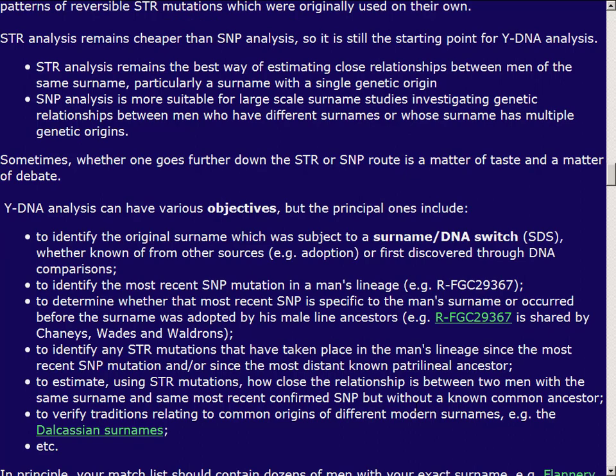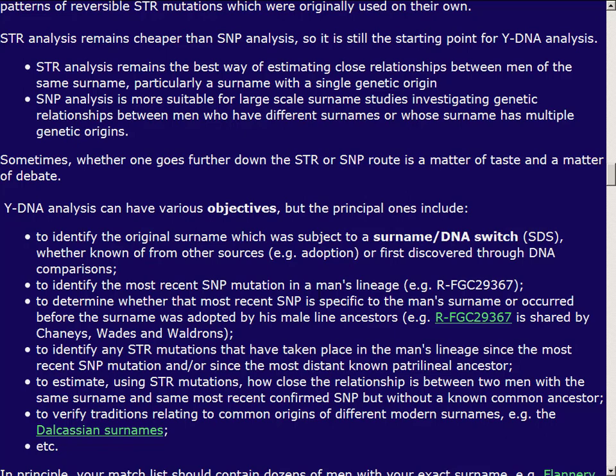The other good use for the STRs is if you have somebody who might be a 4th or 5th or 6th cousin. There's probably not going to be a SNP mutation distinguishing between two 5th or 6th cousins, but there probably will be an STR mutation. So STRs are better for looking for very close relationships within the last couple of hundred years, and SNPs for very distant relationships hundreds or thousands of years ago.